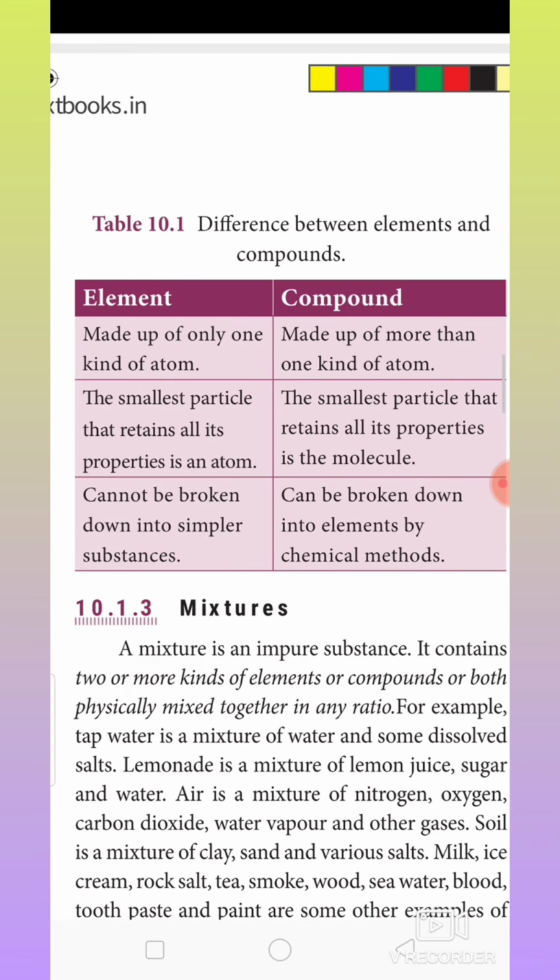Let's know the difference between elements and compounds as in your textbook. Elements are made up of only one kind of atom, whereas compounds are made up of more than one kind of atom. The smallest particle that retains all its properties in an element is an atom. In a compound, the smallest particle that retains all its properties is a molecule. An element cannot be broken down into simpler substances. A compound can be broken down into simpler substances by chemical methods. It is not easily breakable, but by chemical methods we can break it.